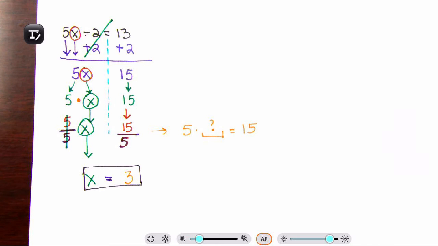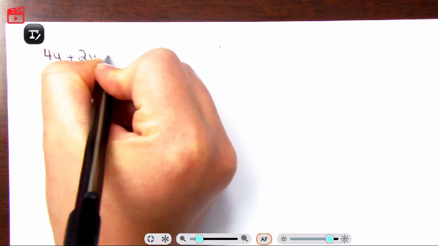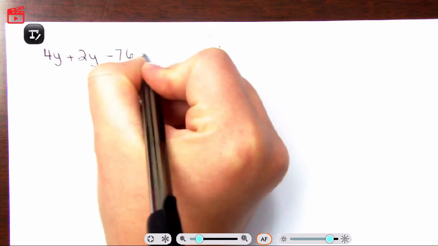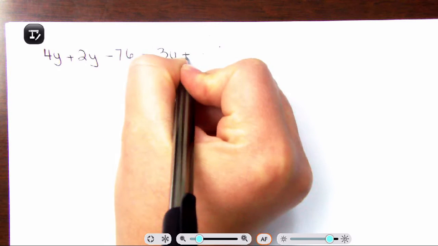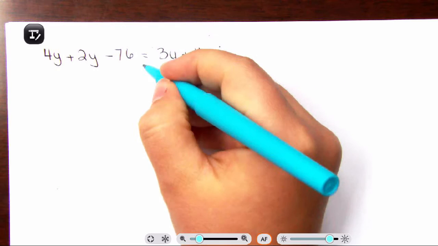I'm going to get a new sheet of paper. This one's all written on. And let's try a multi-step equation. Let's try solving a multi-step equation. I got 4y plus 2y minus 76 is equal to 3y plus 11. Now don't let this scare you. The steps are exactly the same, except now we have one additional step.